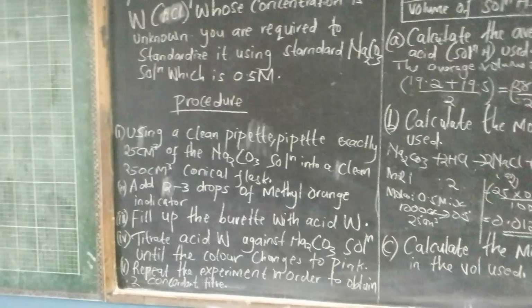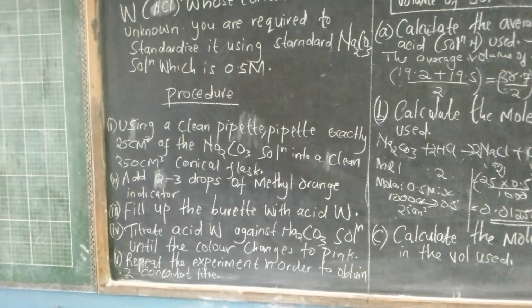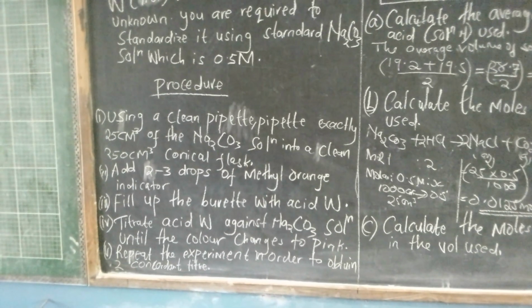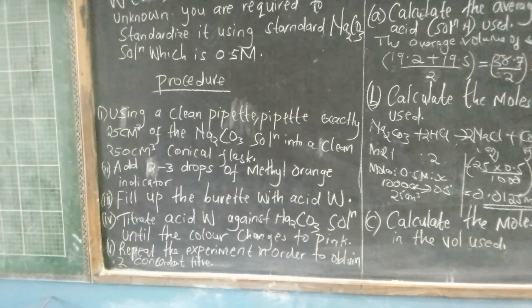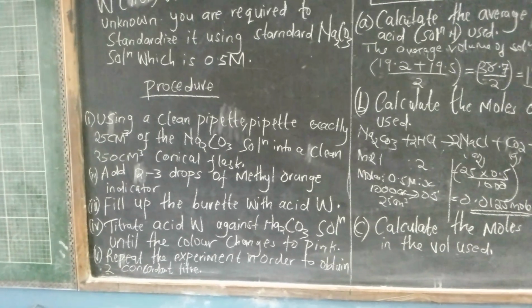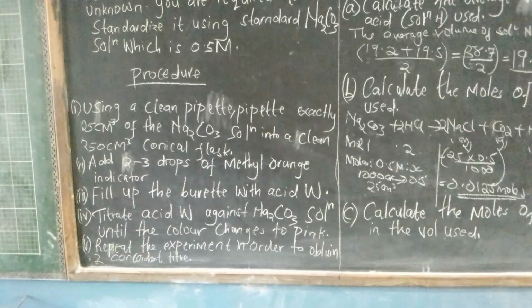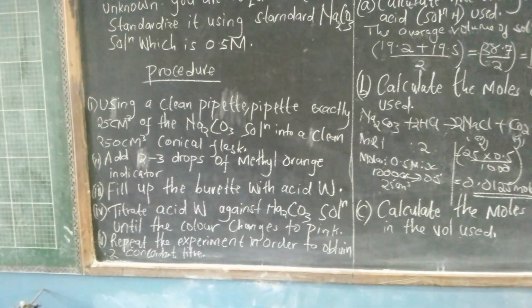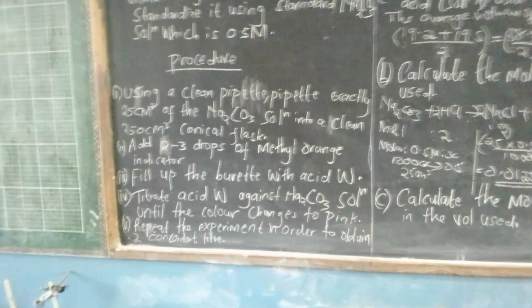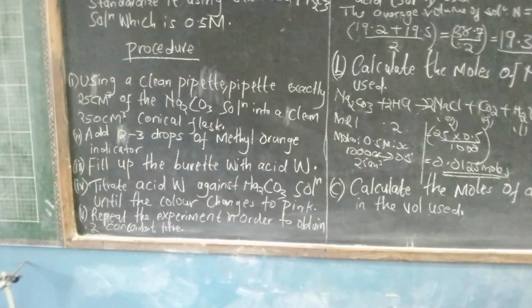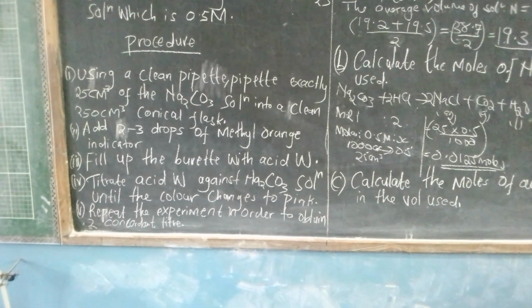The following is the procedure. Using a clean pipette, transfer exactly 25 cubic centimeters of the sodium carbonate solution into a clean 250 conical flask, and add 2 to 3 drops of methyl orange indicator. Then fill up the burette with acid W. Titrate the acid W against the sodium carbonate solution until the color changes to pink. Repeat the experiment in order to obtain 2 concordant titers. Record the results in the table below, which we have done.